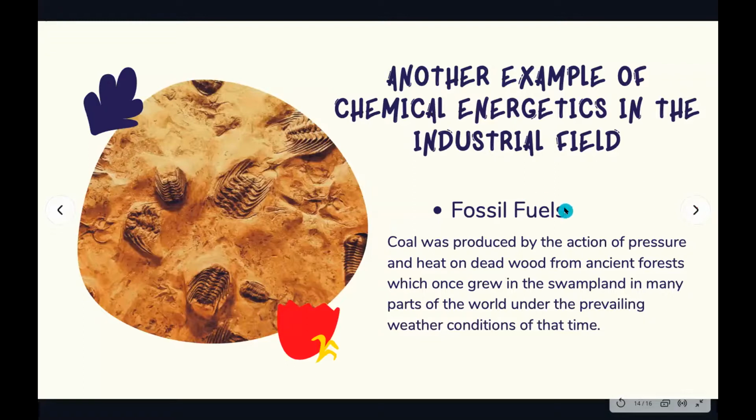Next, we have fossil fuels. Coal was produced by the action of pressure and heat on dead wood from ancient forests, which once grew in swampland in many parts of the world under the prevailing weather conditions of that time. When the trees fell into the swamp, they were buried by mud. This prevented aerobic decay, which takes place in the presence of oxygen. The key is that it takes place in the presence of oxygen. Because of the presence of oxygen, it is an example of exothermic, same as the respiration system.